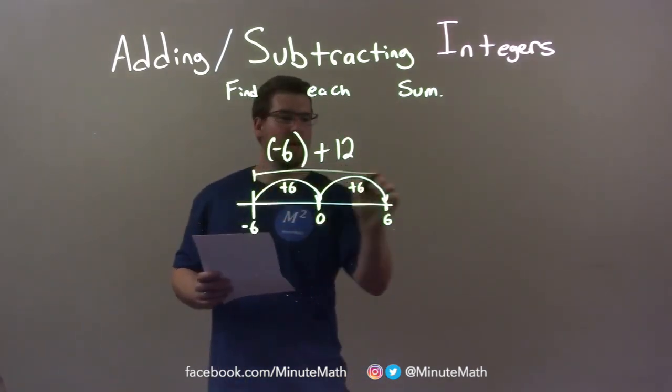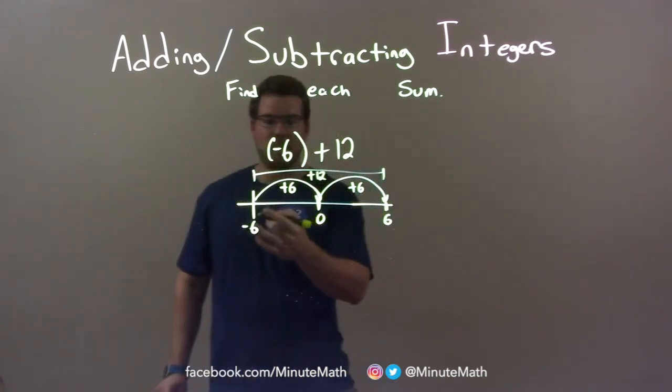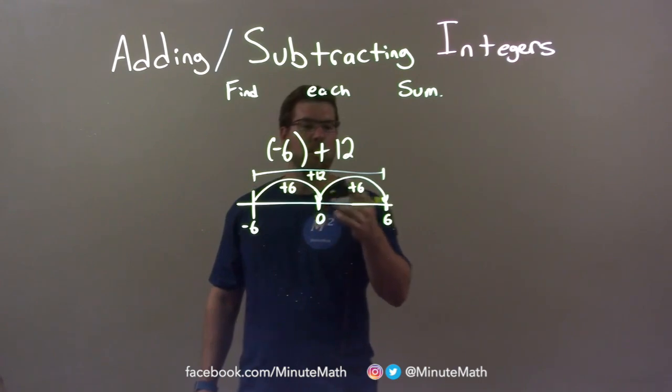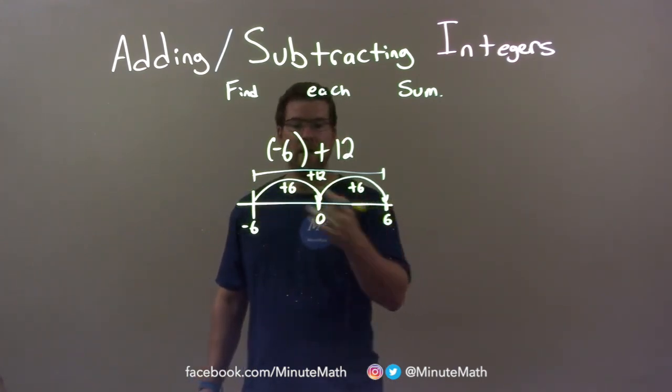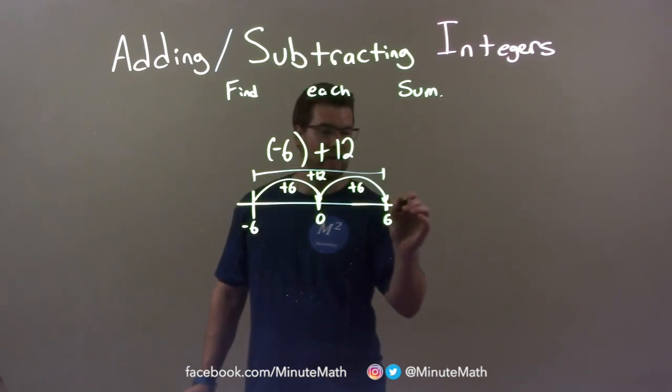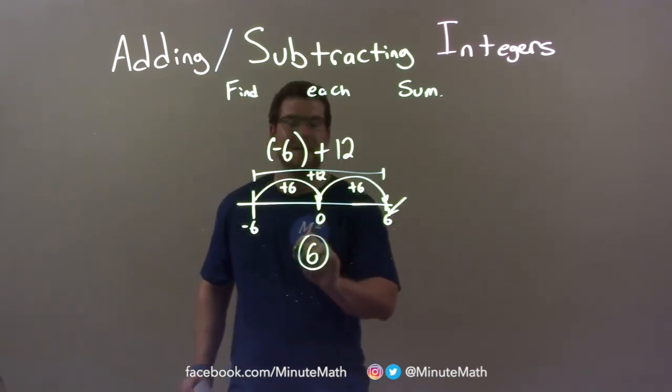So here, we have a total of going plus 12. Negative 6 plus 6 is 0, plus one more set of 6 is positive 6. That gives us a total of 12 units we're adding, so we end right here at this 6. So our answer is positive 6.